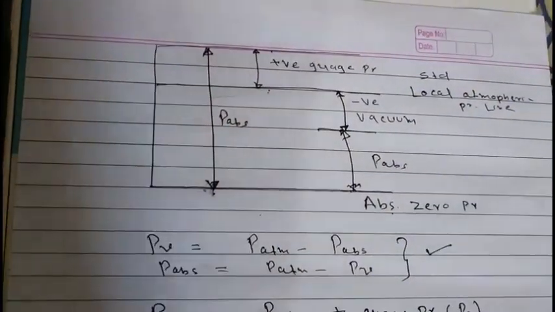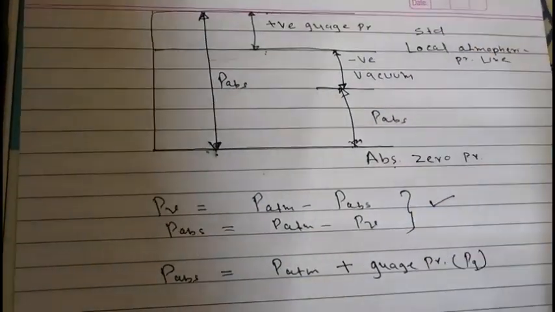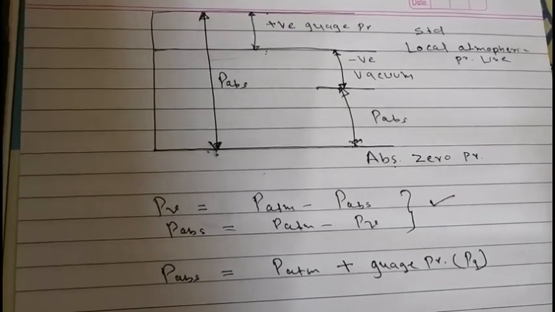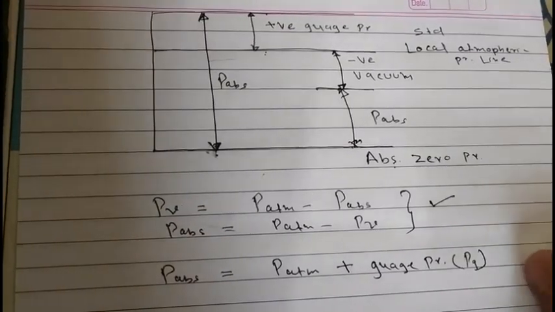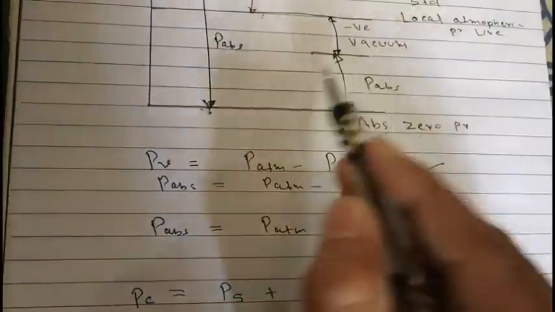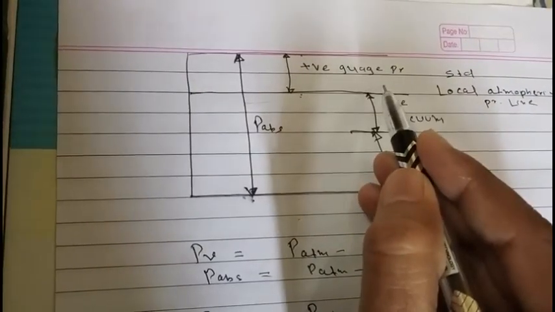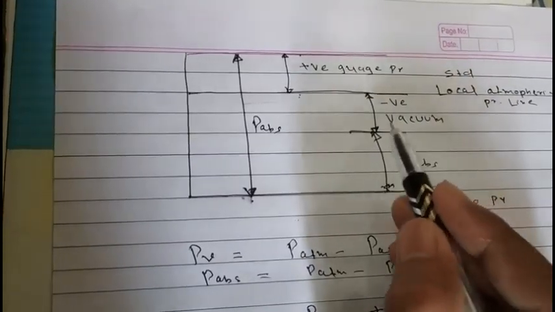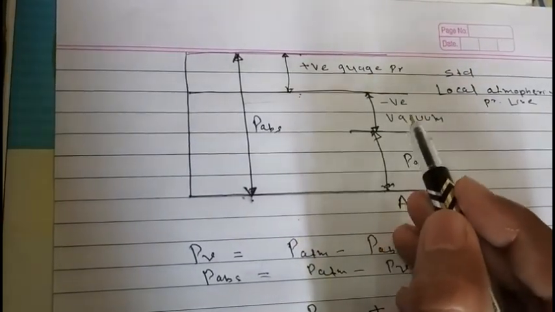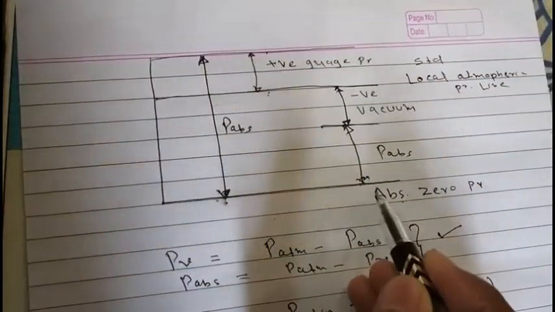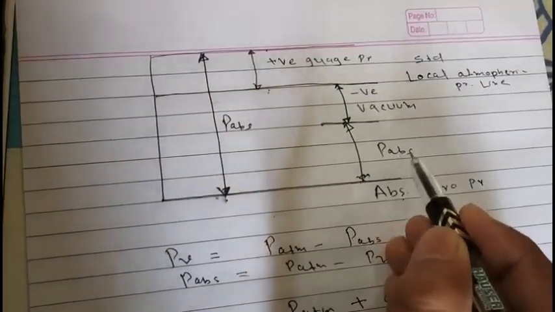Hello everyone. In the previous lecture we have seen about the absolute pressure, vacuum pressure and positive gauge pressure. We will have a quick recap of that. Any pressure which is above the atmospheric pressure is called the gauge pressure, and any pressure which is below the atmospheric pressure is called the vacuum pressure. And we know that the pressure measured from the absolute zero pressure is called the absolute pressure.